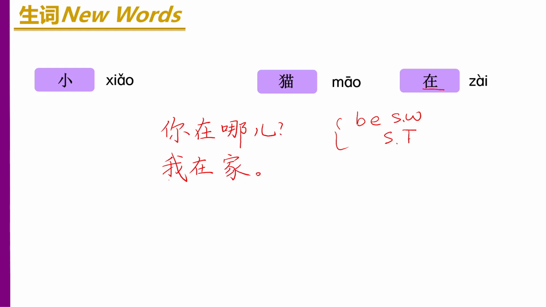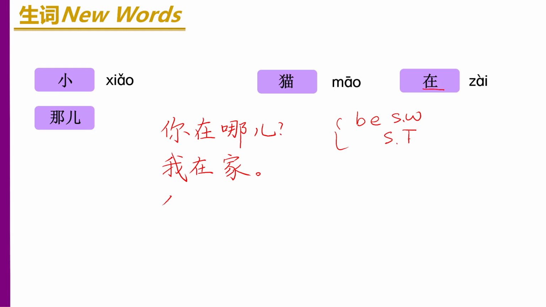我在家, so be somewhere. And then later you're gonna see how we use 在 with time. Be some time. And 在 has another function. We use it for expressing something is happening.